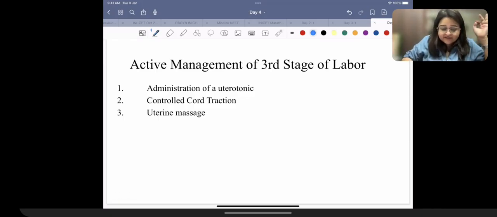Now this is a very, very important topic. If you ask me before the exam, ma'am, tell me three topics to read, I will say hypertension, read it. Second I will say APH, read it. And third I will say PPH, read it. These three you must read before the exam.